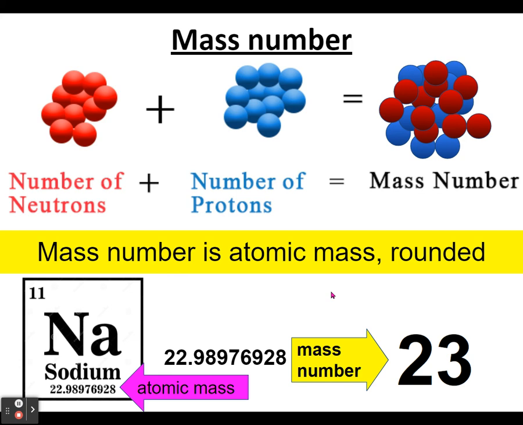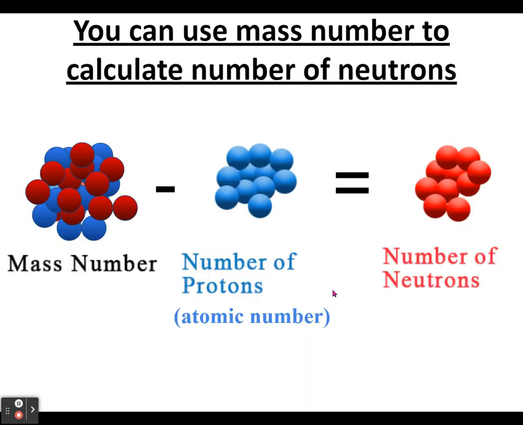So that's important. Why is it important? Why do you care? It's because you can use the mass number to calculate the number of neutrons, because that won't be written on the periodic table. You'll have to figure it out. So if you've got the mass number, which you get by rounding the atomic mass, minus the number of protons, which is the atomic number, that's how you'd know that. So the mass number minus the number of protons equals the number of neutrons.